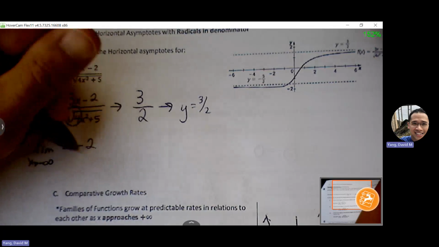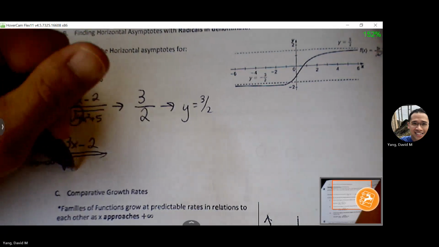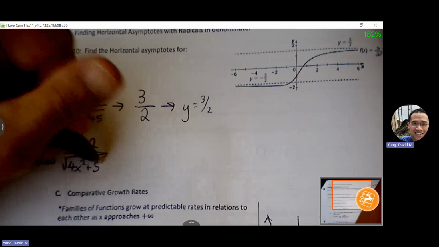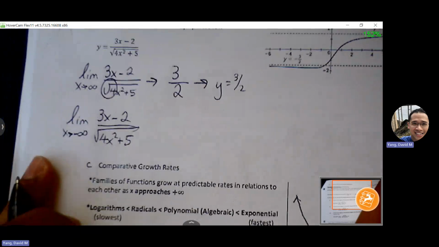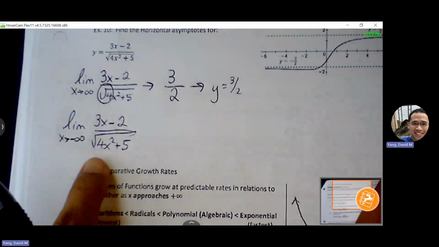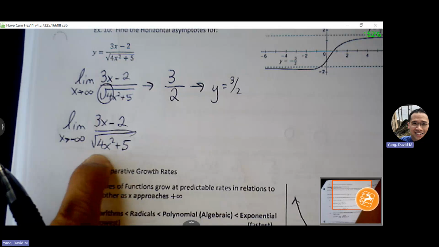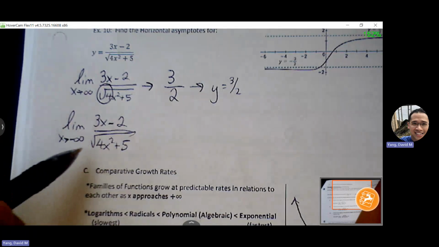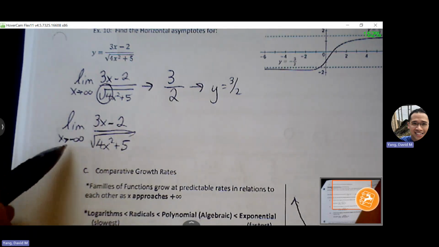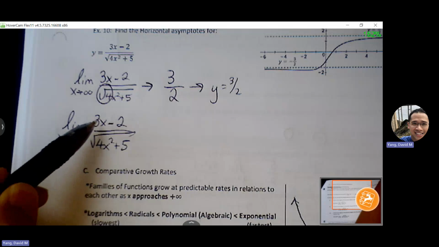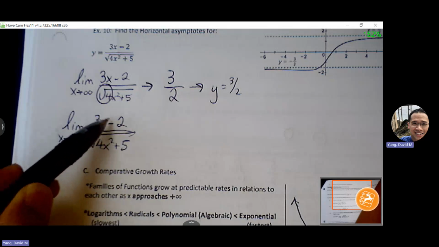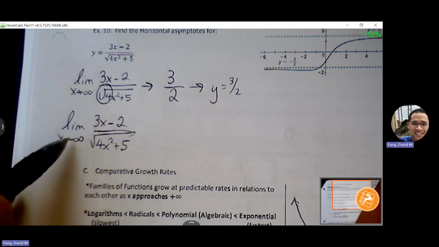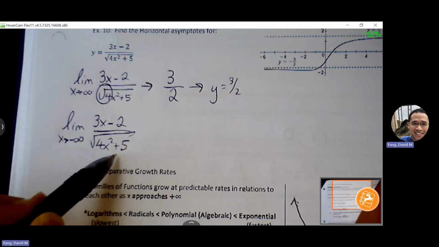we're also going to compare degrees. And the degrees are still the same, right? Still degree 1 on top, and degree 1 below. But imagine what's happening if I were to plug in like negative 100 or negative 200. My numerator is going to turn negative, but my denominator will always stay positive.